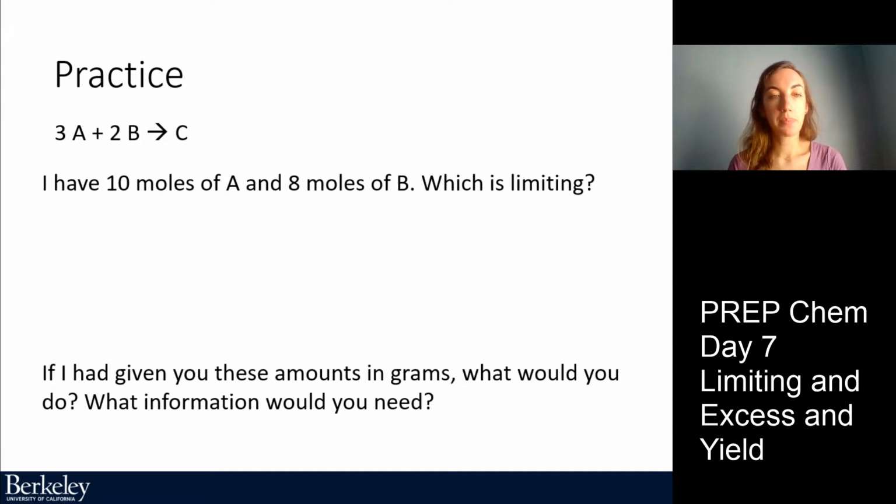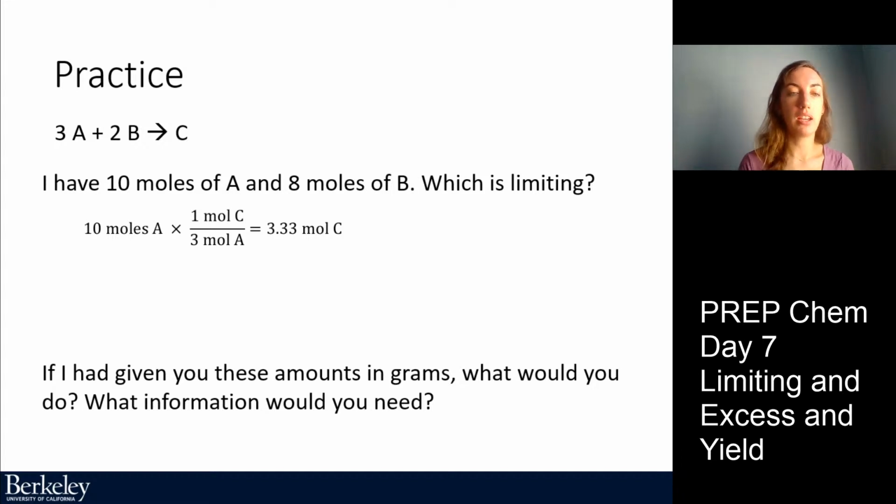Okay, so for this problem, I have made your lives a little easier, or at least that was my intention, by giving you everything already in units of moles. So you didn't have to do any moles to mass conversion, you just needed to know how to use the stoichiometric coefficients. So I know that to use up my 10 moles of A, I'll make 1 mole of C for every 3 moles of A. So that means if I used up all 10 moles of A, I would be able to make 3.33 moles of C.